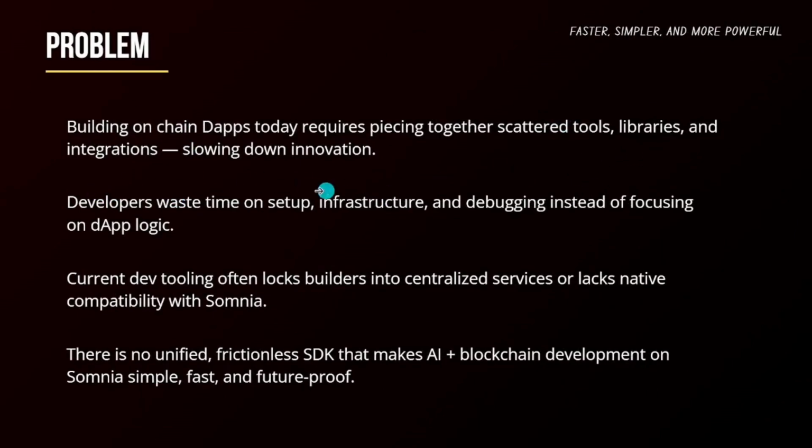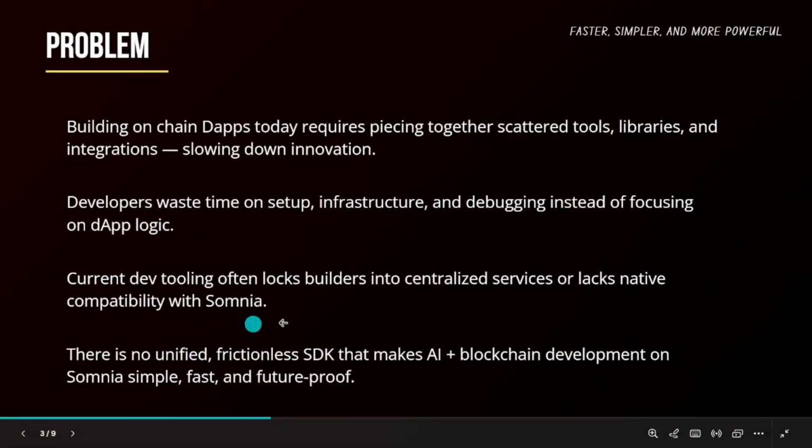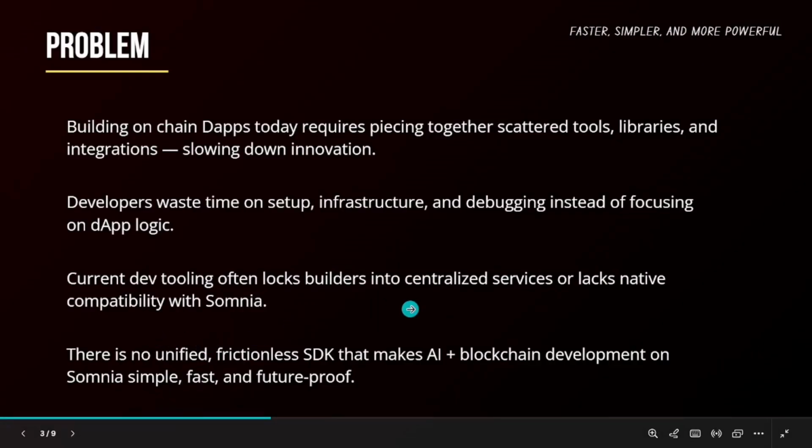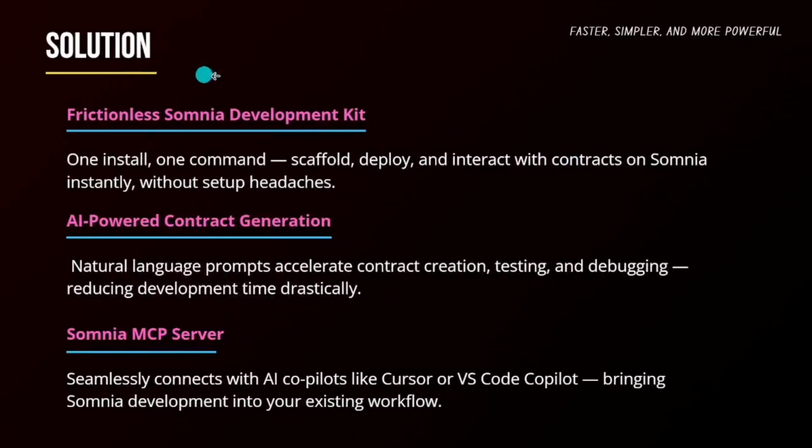So this is the problem we are facing right now. Developers waste time on setup, infrastructure setup, and debugging instead of focusing on dApp logic and the innovations. So there is no unified frictionless SDK that makes AI plus blockchain development on Somnia simple, fast, and future-proof. So here we have Somnia SDK as our solution.